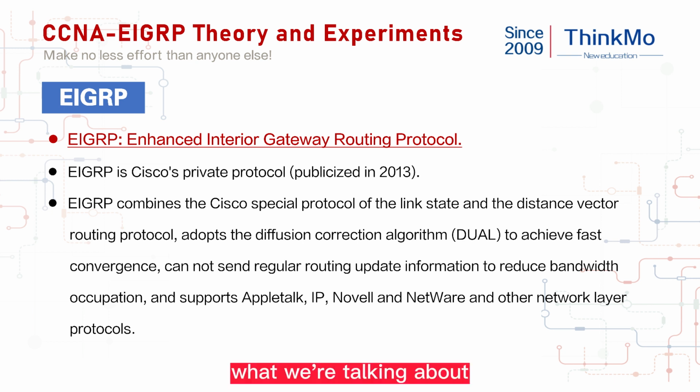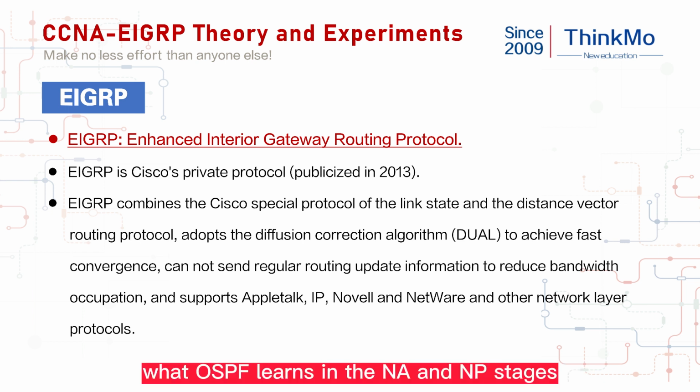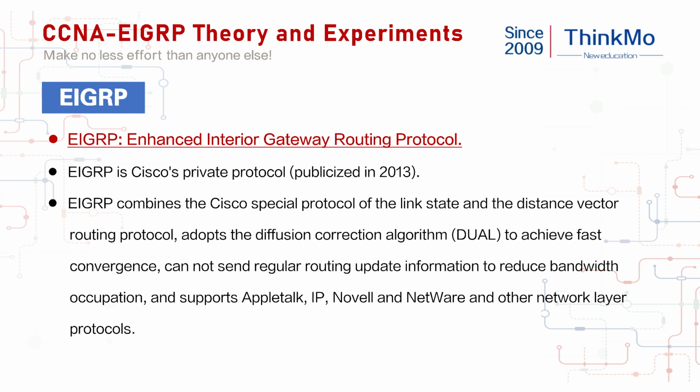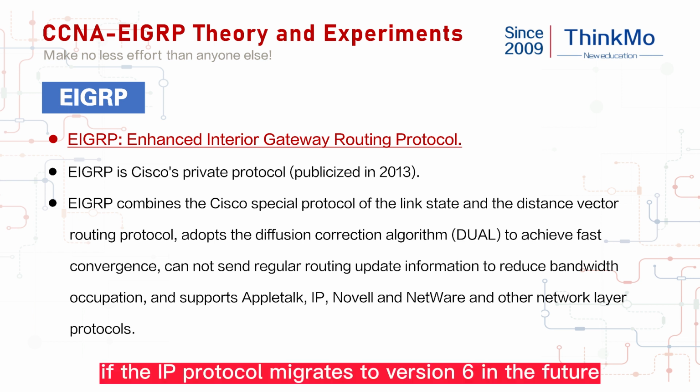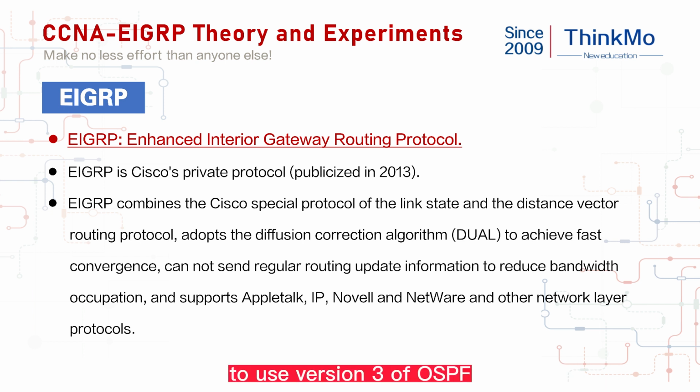Actually, what we're talking about, IPv4 and IPv6, are two large framework protocols. Then why is there only one IP written here? Is it because we still have to compare with OSPF? What OSPF learns in the NA and NP stages is version 2 of OSPF. In fact OSPF also has version 3. So for the current IPv4 network environment, when running OSPF, version 2 is used. If the IP protocol migrates to version 6 in the future, we will run version 3 of OSPF, because some mechanisms in version 2 and version 3 are different.